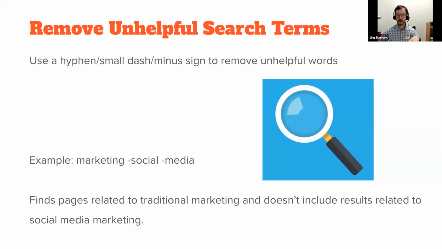You can type in a dash before those words. You can use the hyphen or the dash, the minus key. So you can type in marketing and then minus social or minus media, and it'll pull up search results that aren't including those words. That's a pretty advanced one, but if you're ever searching for something that keeps coming up with the wrong thing, that could be useful to keep in mind.